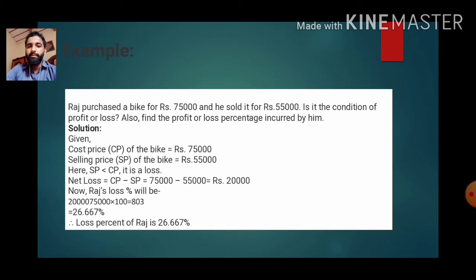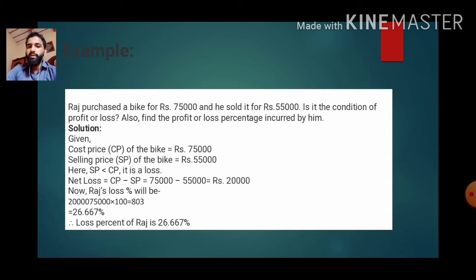The selling price, SP, of the bike is 55,000 rupees. Here the cost price is greater than the selling price, so it is a loss. Net loss is CP minus SP. Our CP is 75,000 rupees and SP is 55,000 rupees. When we solve it, the answer will be 20,000 rupees.